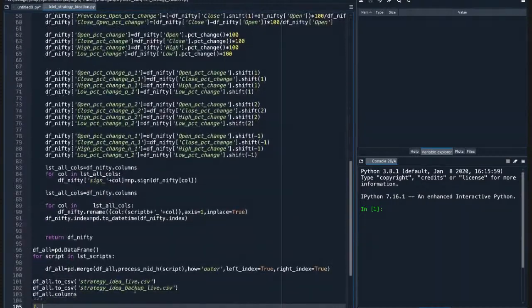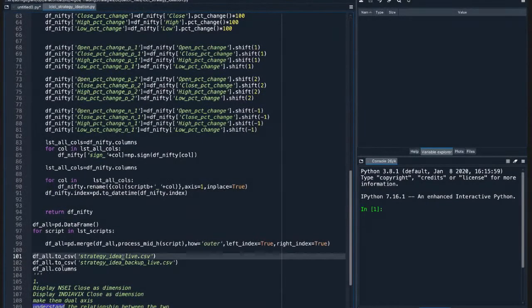If I run this, it will just save the data in this particular file, strategy idea live. So I will run this script and we'll use this data in Tableau and see how we can come up with some idea. So Sunil, I just have one question.